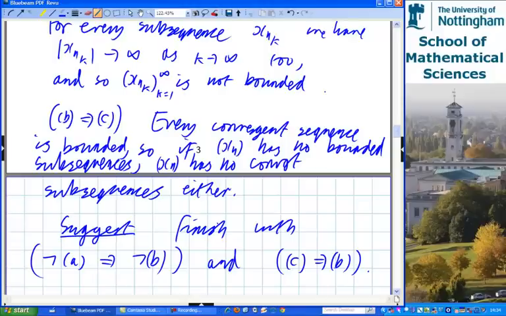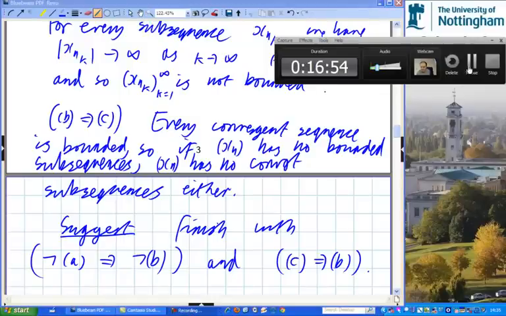So slightly more implications than you might usually expect to have to prove, because you can sometimes prove them in a cycle: A implies B, B implies C, C implies A. But I think that's not quite so easy here. You may find you can do it. Okay, let's see how you get on with that.